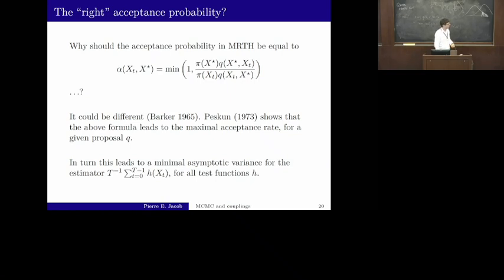So it could be different. There are other acceptance rates that would satisfy this property as well. Interestingly, in 1973, Peskun, who was the PhD student of Hastings, proved that in fact this ratio is the best in the sense that for a given choice of Q, if you use this acceptance rate, you will have the best chance of accepting while still being pi invariant. And having the best chance of accepting, so the maximal acceptance rate, in turn, that's the theorem, leads to a minimal asymptotic variance for the estimators, in a class bigger than reversible detailed balance.